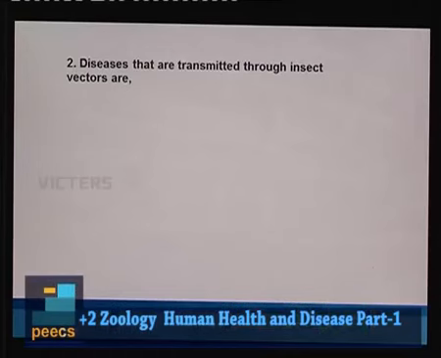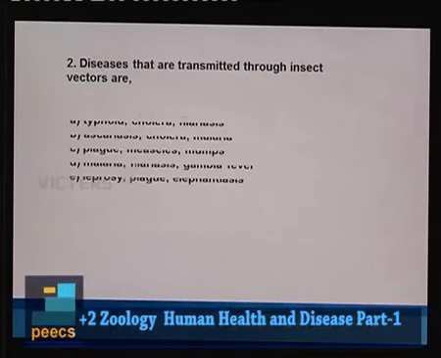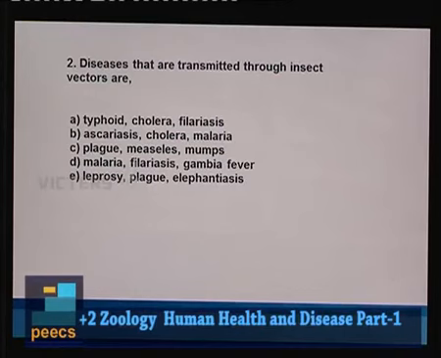Now, coming to question number 2: diseases that are transmitted through insect vectors are... Options are given. So, from the options you have to pick those diseases which involve insect vectors. You can see here option D. You can go to option B: malaria, filariasis and Gambia fever. These three diseases are transmitted by insect vectors.